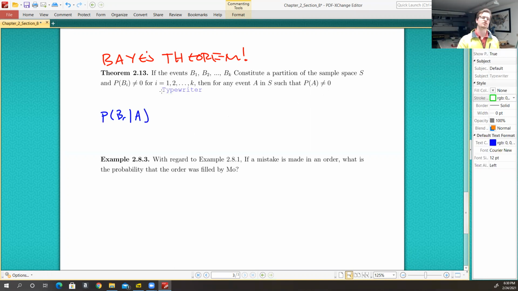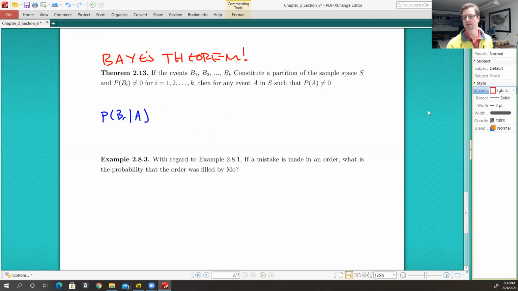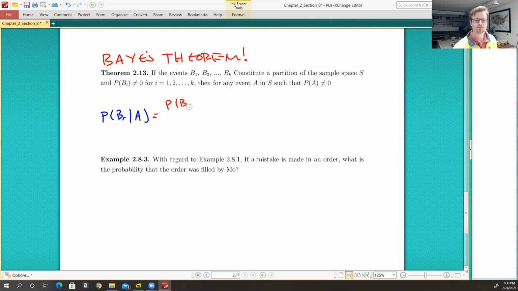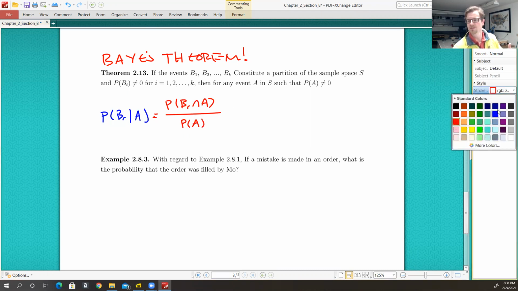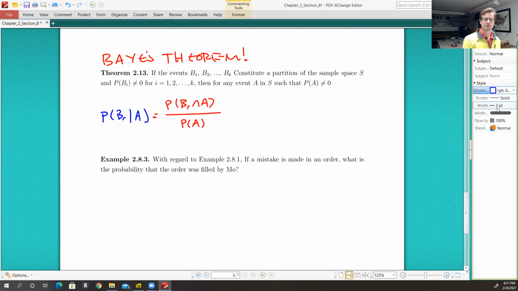So this looks a little bit different so far. If we use the actual definition for conditional probability, we would find that this is equal to the probability of Br and A occurring, divided by the probability of A occurring. Okay, so that's from section 2.6.